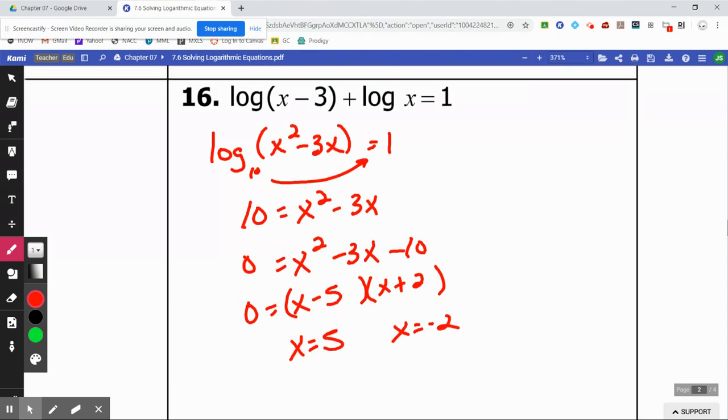You cannot take the log of a negative, so right here, x cannot be a negative value. However, when you plug in 5, 5 minus 3 is 2, and that would be log of 5. So log of 2 plus log of 5 would be log of 10, which does equal 1, so therefore that one does check out.